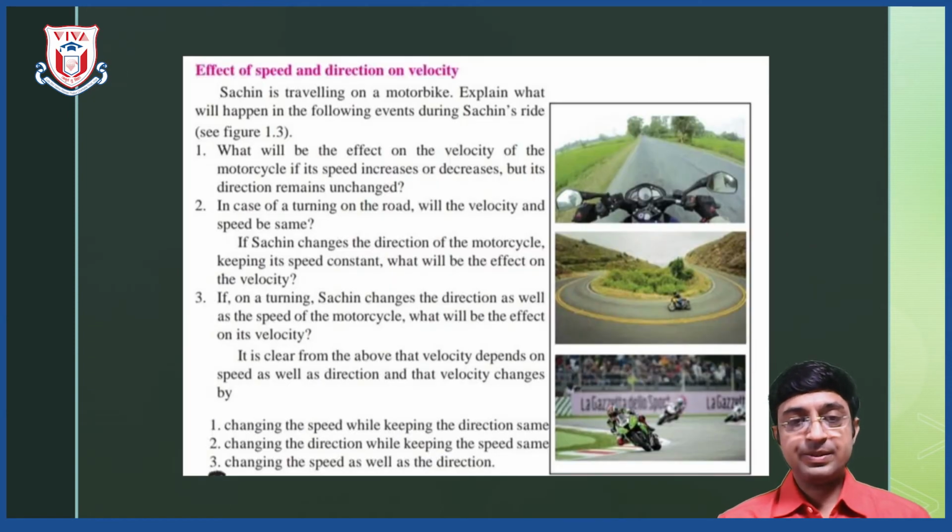Next, effect of speed and direction on velocity. Now you observe in these three diagrams, three pictures. Now see that Sachin is traveling on a motorbike. Explain what will happen in the following events during Sachin's ride. First one, what will be the effect on the velocity of the motorcycle if its speed increases or decreases but its direction remains unchanged? That is in picture number 1.